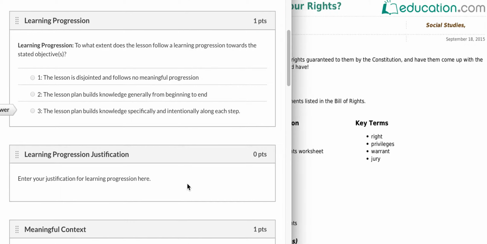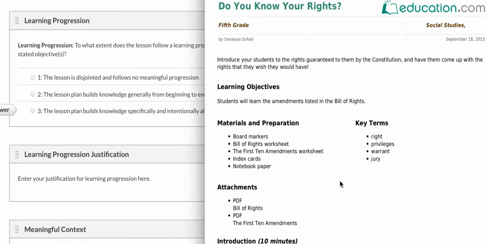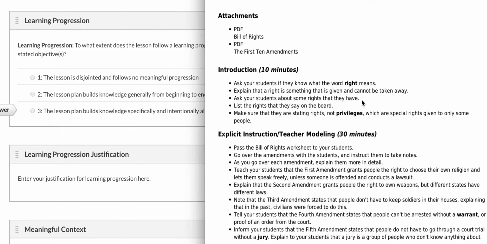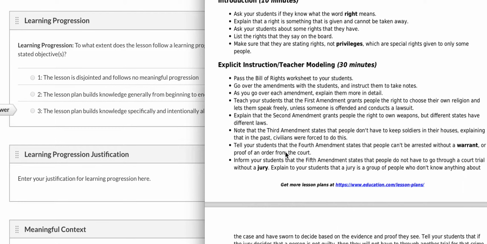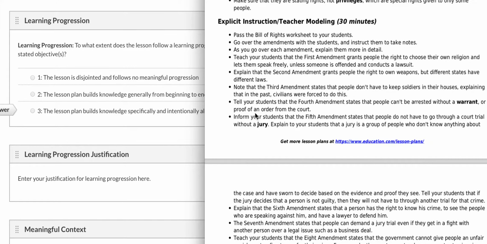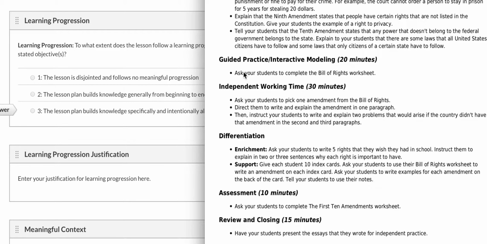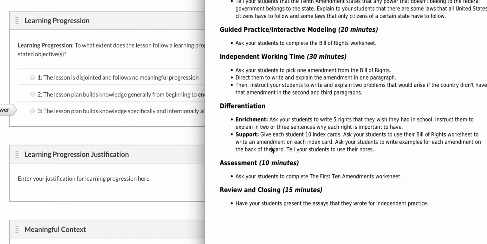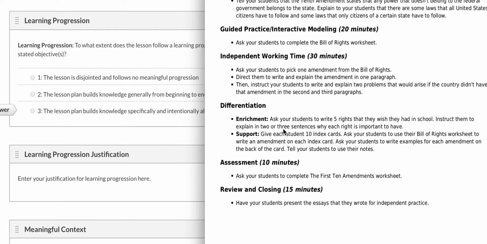For learning progressions, in this case, I do think that the lesson plan builds knowledge specifically and intentionally, going from this introduction of what rights are, the difference between privileges. It's a misconception. We'll get to that later. Going through the explicit instruction, having students complete the Bill of Rights worksheet so they have a resource, then picking one amendment and going through and actually describing it, putting it in their own words and thinking of problems that might arise. There are also the differentiation things that could occur. And that's good in terms of the learning progression.